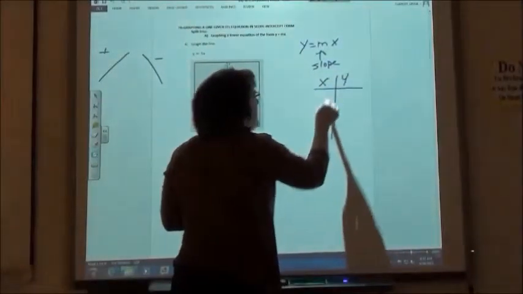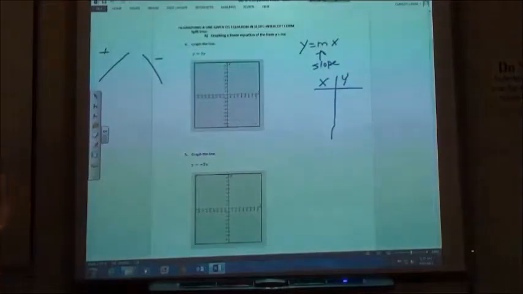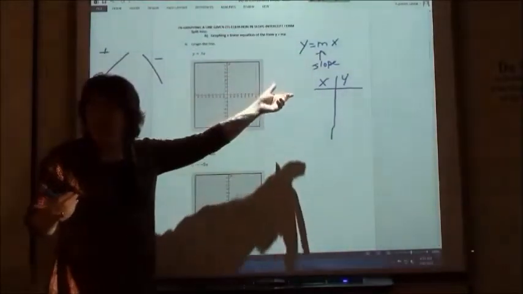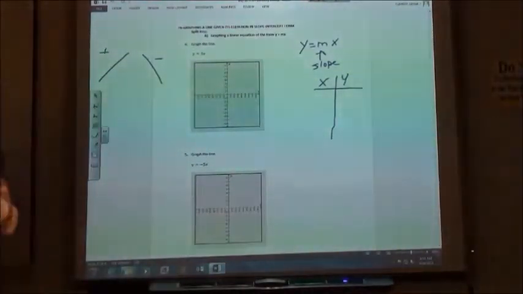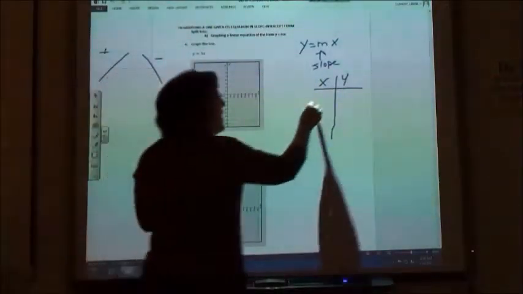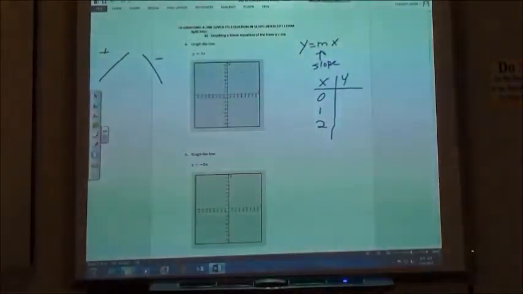And I'm going to pick some numbers for x, plug them into my equation and find my y and plot my points. So when I pick my numbers, I want to pick nice easy numbers. Notice I don't have 50 on my graph. I don't want to put 50 in there. That's way too big. I want nice small numbers that are easy to work with. Usually I just pick 0, 1, and 2 because they're nice and easy to work with.